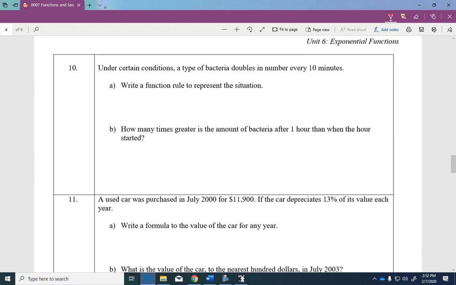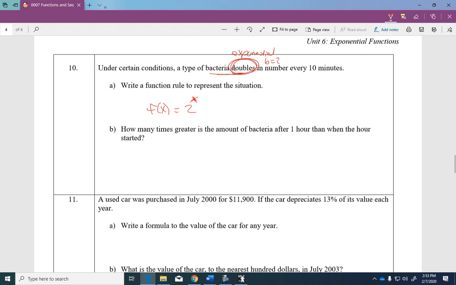Number 10, under certain conditions, a type of bacteria doubles. Oh, doubles, exponential. The base is 2, and it doubles every 10 minutes. Write a function rule to represent the situation. So, I don't know, f of x, I'll call it. It doubles every 10 minutes. I guess my x is representing the number of 10 minutes, and my base of 2 is representing something doubling. They didn't tell me my initial amount. When I read it like this, I'm assuming that there's 1 bacteria to begin with.